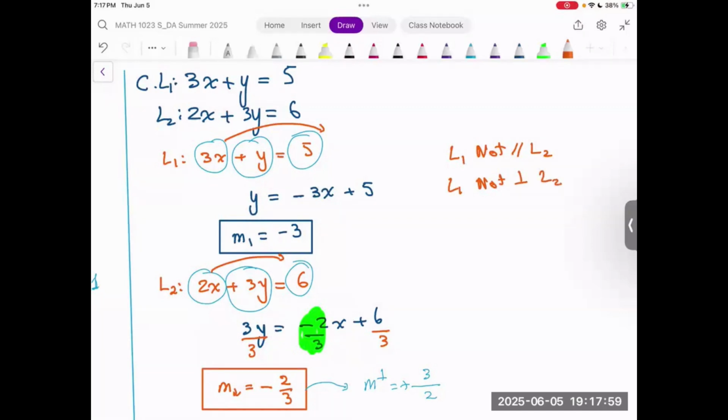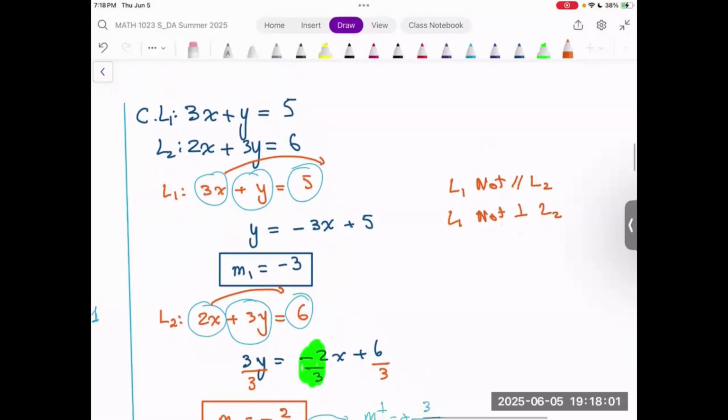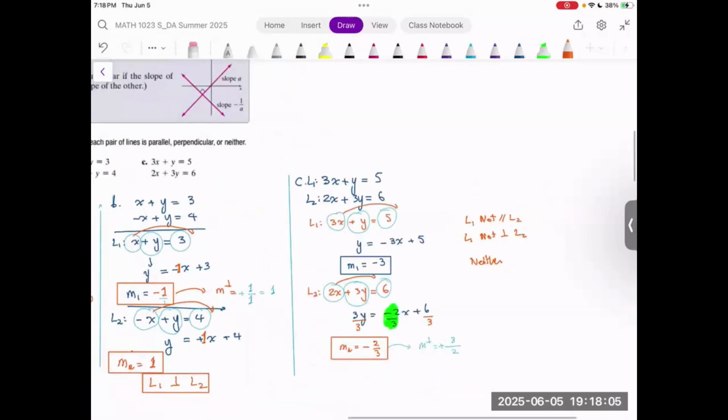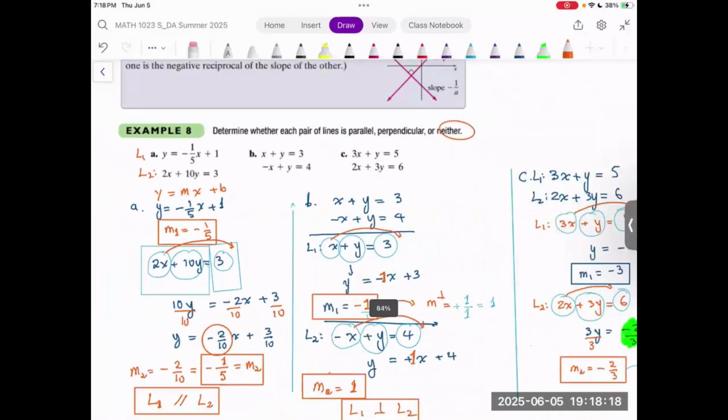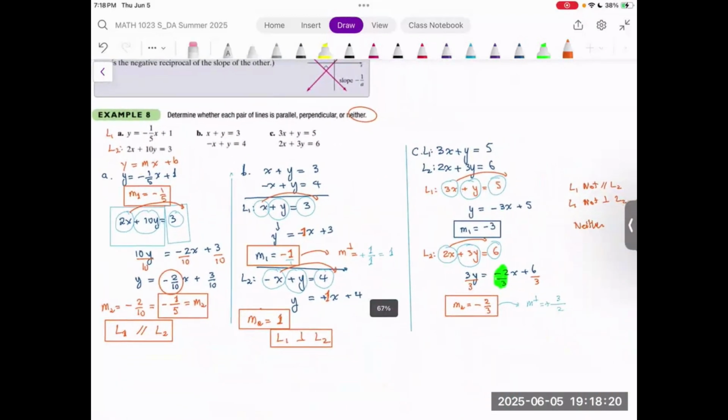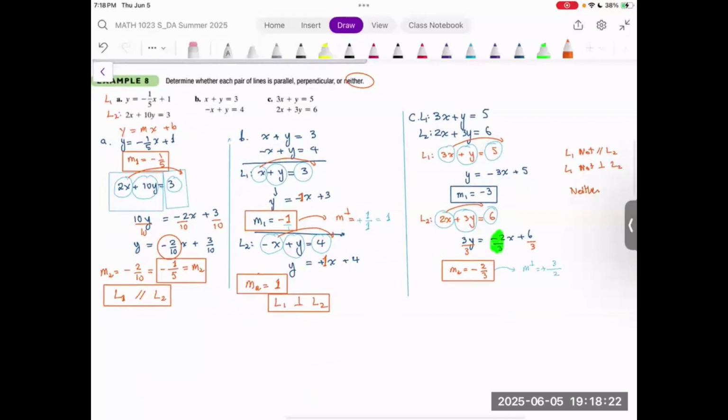And whenever we are in this case, we say neither, right? Because here the question was really specific. Do you want them parallel, perpendicular, or neither, right? So there are only 3 outcomes. If they are not parallel, they are not perpendicular, then the last outcome is going to be neither, right? Are we okay, guys, with this?